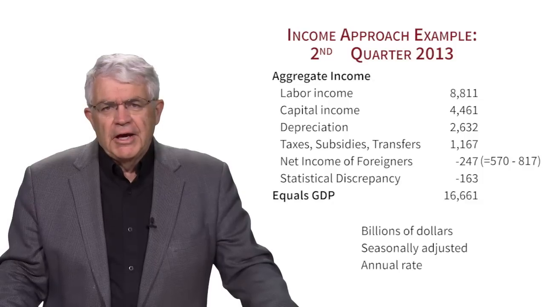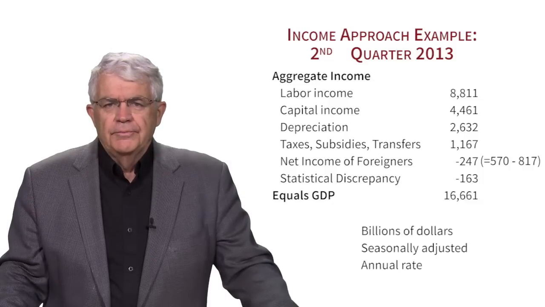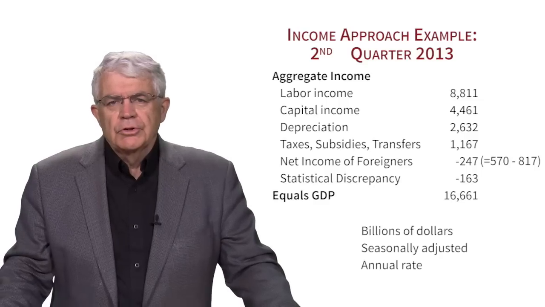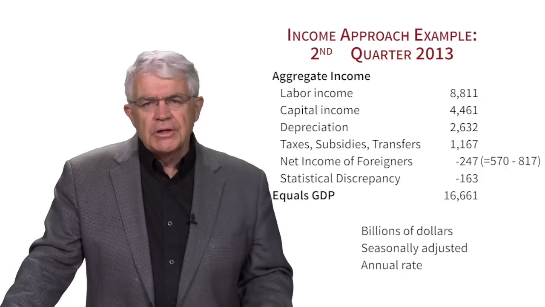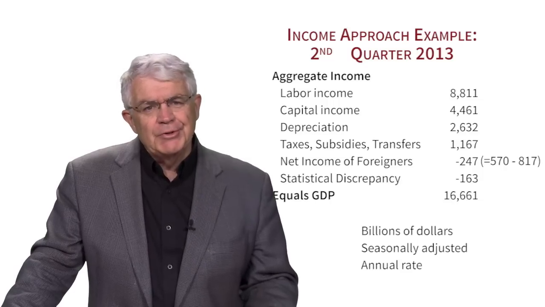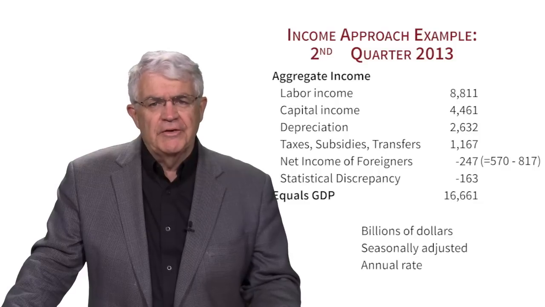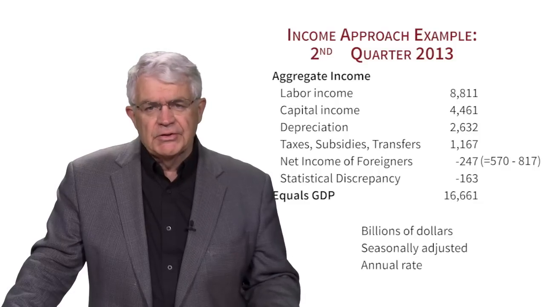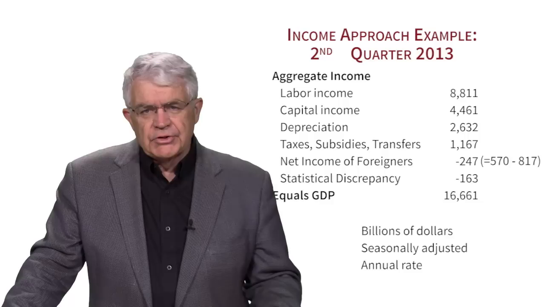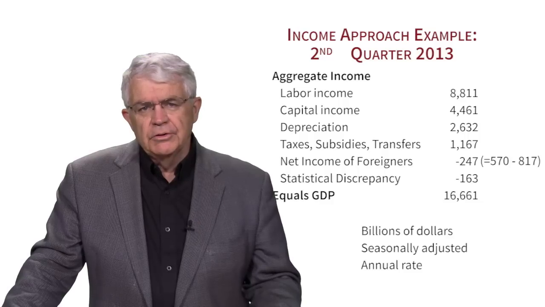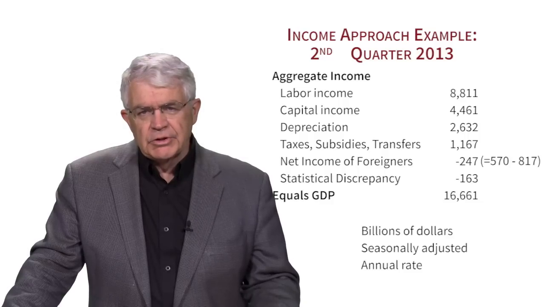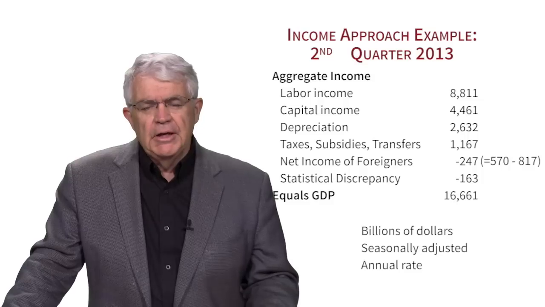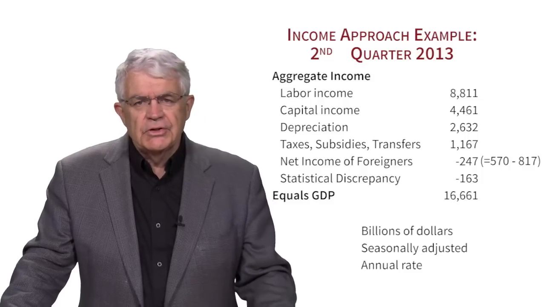And finally, if you now add up all those numbers so far, you'll get a number that's not quite equal to 16,661, or $16.661 trillion. It's slightly less, and that's because even though conceptually it should be the same as the GDP we estimated from the spending side. And again, that 16.661 trillion is from the spending side calculations we did. This number doesn't quite add up. And so the difference is 163.